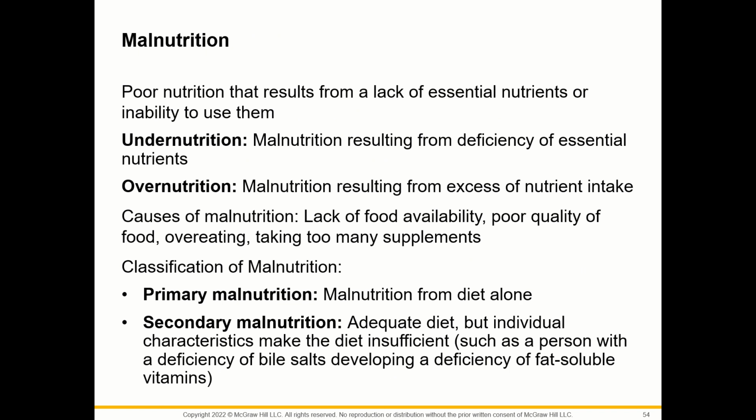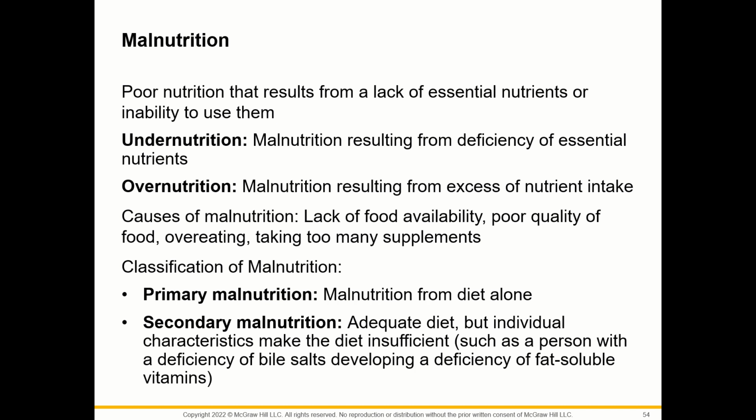Malnutrition is poor nutrition that results from a lack of essential nutrients or the inability to use them. Remember our discussion about the lack of intrinsic factor, not being able to absorb the B vitamins. Also, in the previous chapter, we talked about the lining of the gut, and if it is diseased, it will not be able to absorb the proper nutrients, leading to malnutrition.